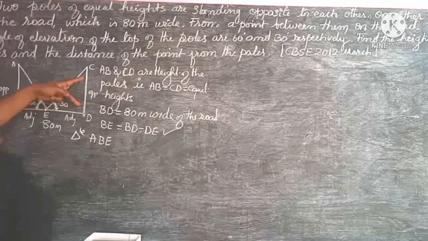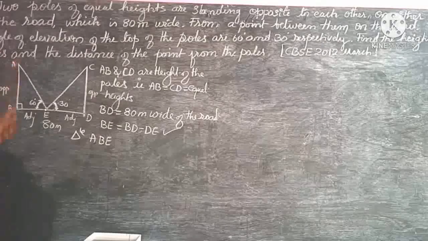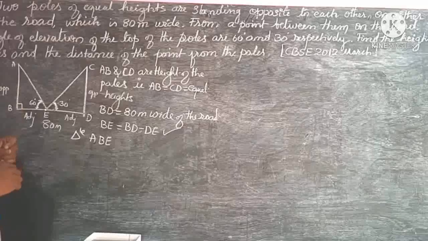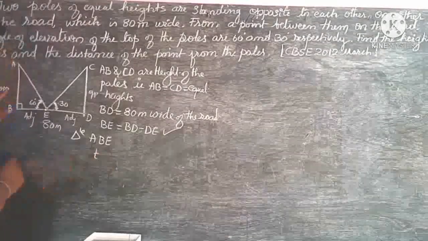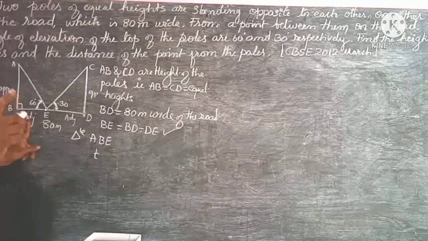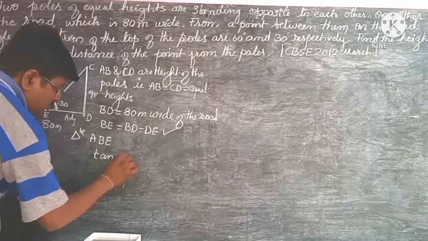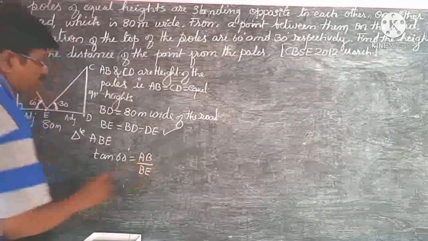We also find out the CD length as well as AB length, BE length as well as DE length. So we choose the first triangle, triangle ABE. The angle of elevation is 60 degrees. Therefore tan is opposite side by adjacent side. So tan 60 degree is equal to AB divided by BE.